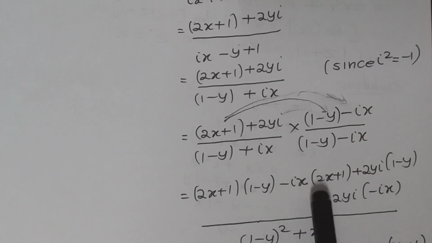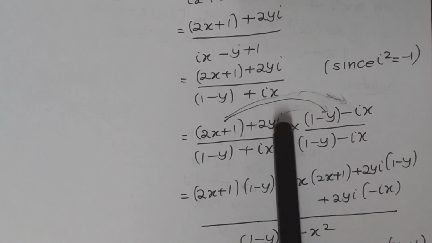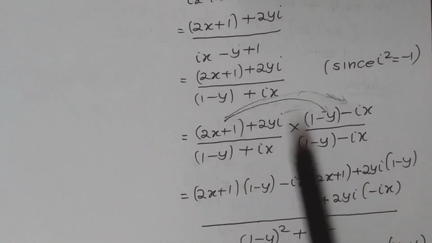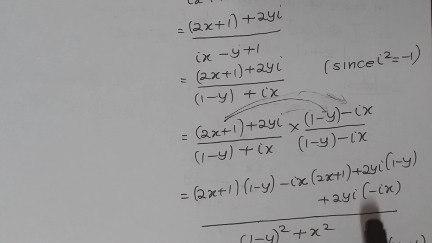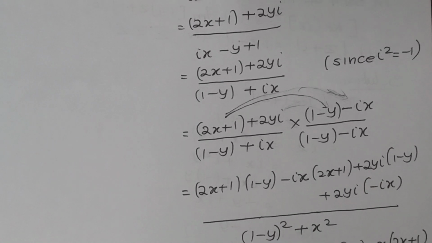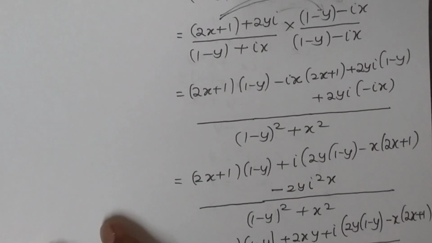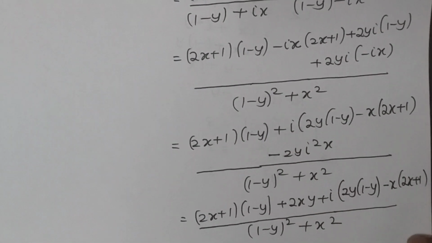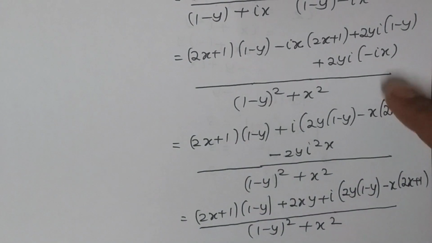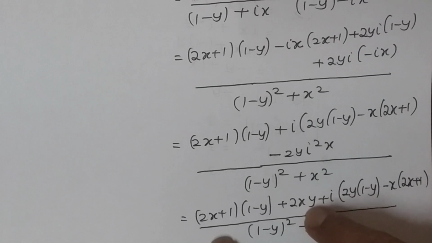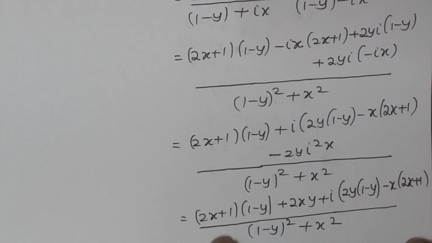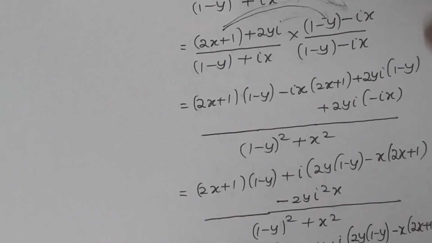2x plus 1 into 1 minus y, real part. Imaginary part, that is minus ix into 2x plus 1. Next 2iy into 1 minus y, imaginary part. Now 4 terms will come, you got 4 terms, but wherever you get I square, replace it with minus 1, that's all, the problem is solved. So the first term and last term will definitely be the real part. First term, last term, I square is minus 1, minus and minus is plus, that's why 2xy, and in the middle I stays as it is. Now the imaginary part of this has to be made 0.